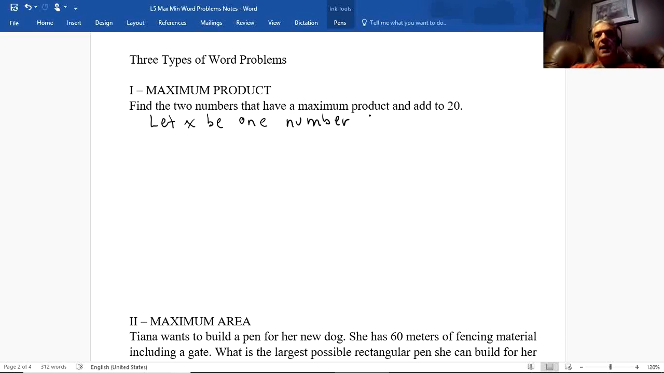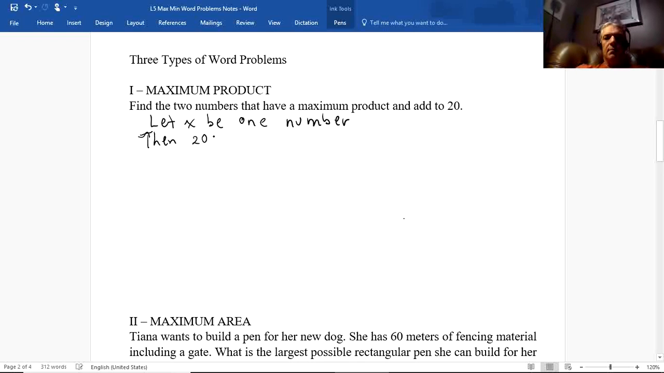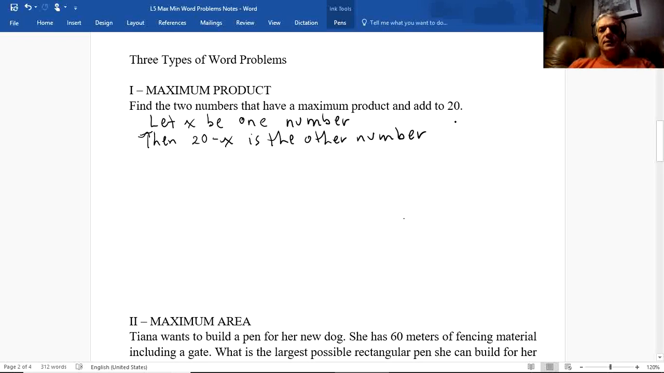Well, how do you do that? You actually do that by saying 20 minus 7. And if that's the case, we can use that idea to state the other number. So you don't say let, you say then 20 minus x is the other number, okay? So you have to make those statements.